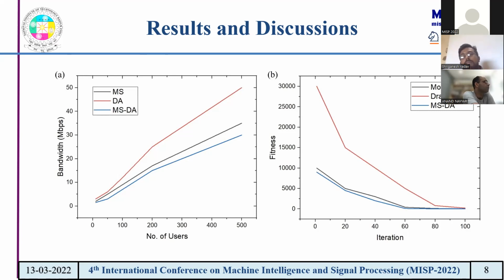Again, the second one is the fitness and iteration graph, where MSA, DA and MSA-DA all perform well on the higher iteration side, but initially the fitness value of MSA-DA was lower, and that's why we can say that as the number of users increases, the fitness value improves for our proposed algorithm. It doesn't go down.